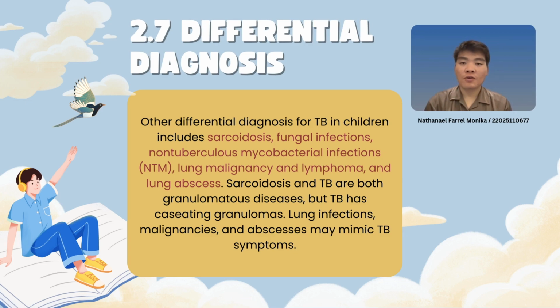Other differential diagnoses for TB in children include sarcoidosis, fungal infection, non-tuberculous mycobacterial infections or NTM, lung malignancy and lymphoma, and lung abscess.